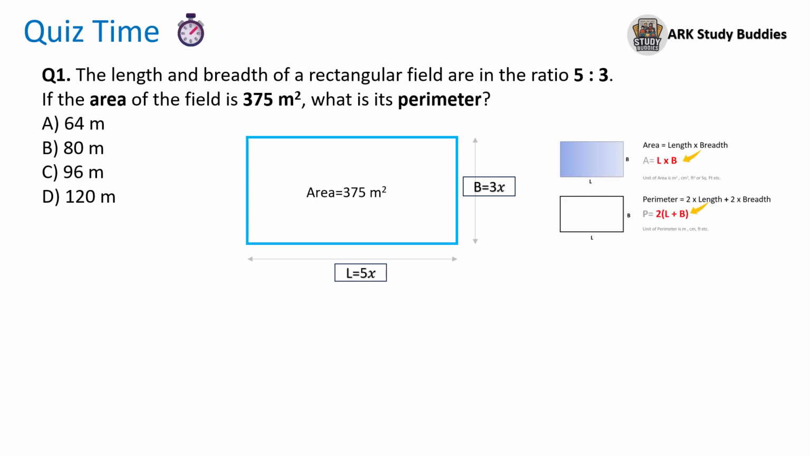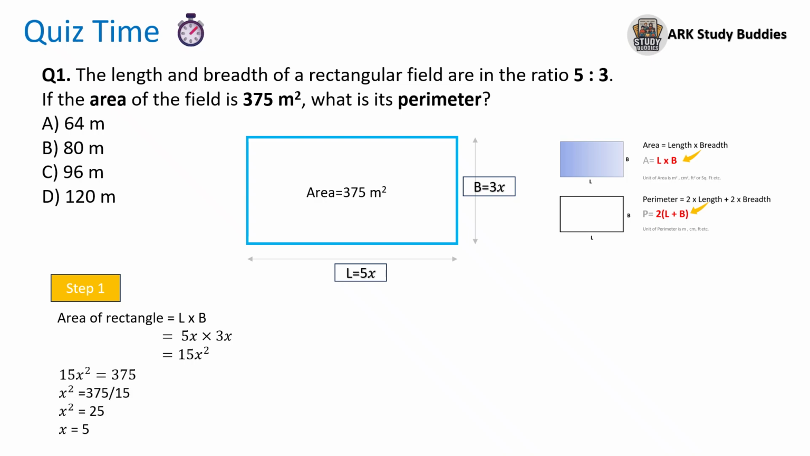Let's use the two formulas which we learned. Area is length into breadth, perimeter is 2 into L plus B. In step 1, area of the rectangle is equal to L into B. So that is equal to 5x into 3x, which is equal to 15x square. So let's solve. 15x square is equal to 375. X square is equal to 375 divided by 15. X square is equal to 25. So x is equal to 5.